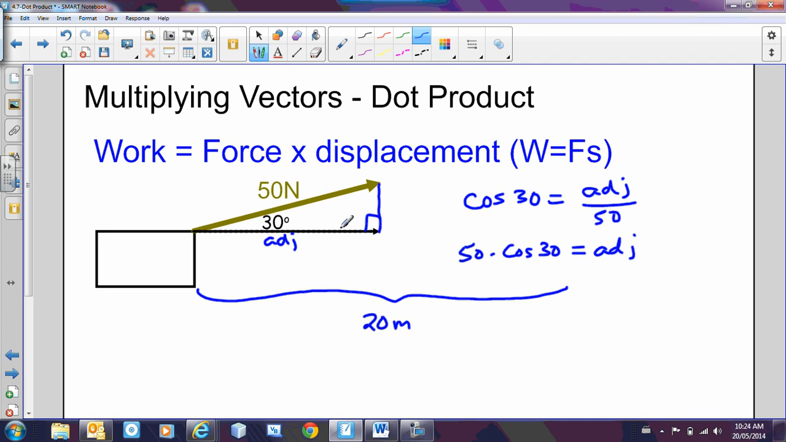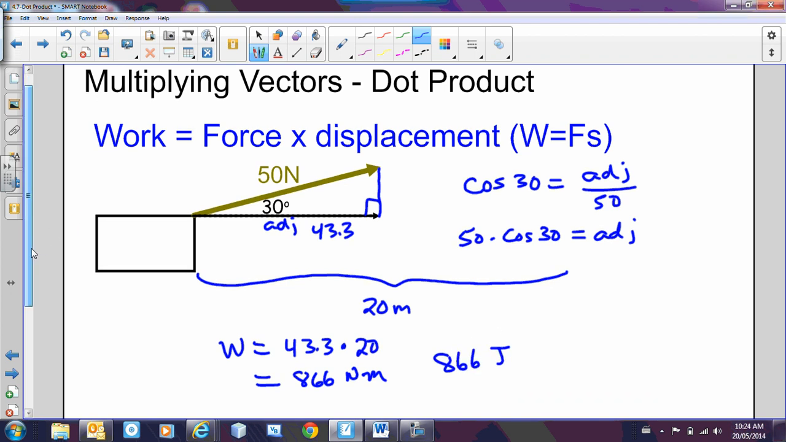And that is about 43.3. Now, if the question is asking me how much work I actually did, I did 43.3 newtons worth of work. I applied 43.3 newtons of force times a displacement of 20. And so what's that? 866 newton meters, or 866 joules.